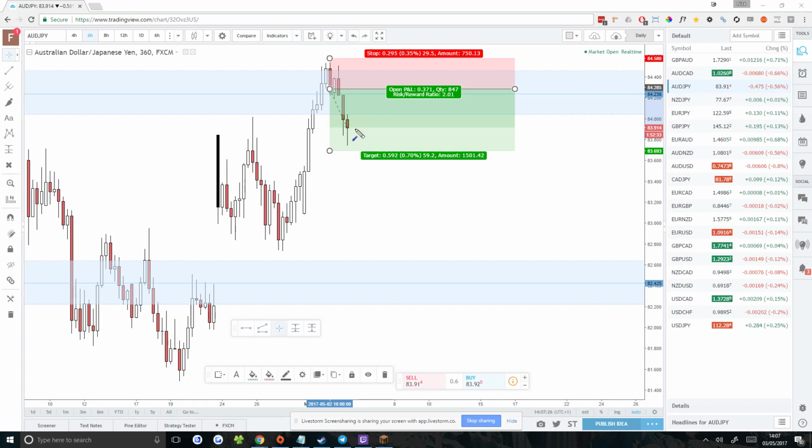So I thought, you know what? I'm not going to exit with 1.5. I'm going to let it run down a bit further. But now it's pulling back a little bit. So I'm hoping I haven't made a mistake here and that it doesn't turn around.